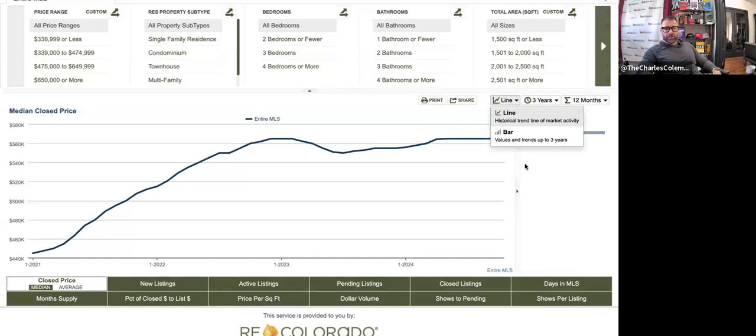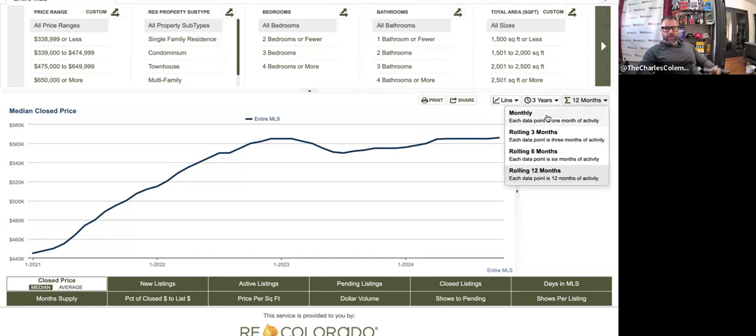Two different ways to look at it. We have a line, or we can do a bar graph. And so for what we're going to play with today, we'll do more of this line graph. You can do 3 years, 1 year, 5 years, this max thing, and then we can do it however we want to do it. Like we can do a rolling 3 months, a rolling 6 months, a rolling 12 months, or just monthly data.